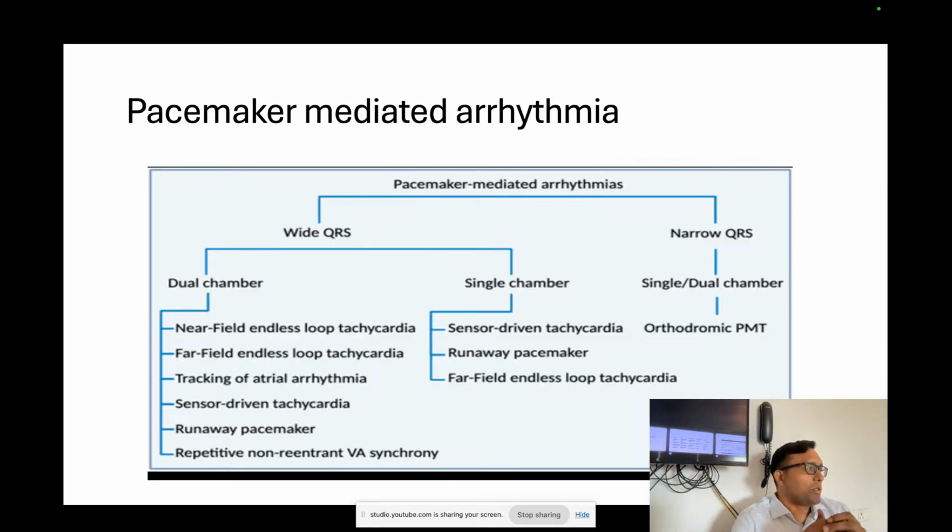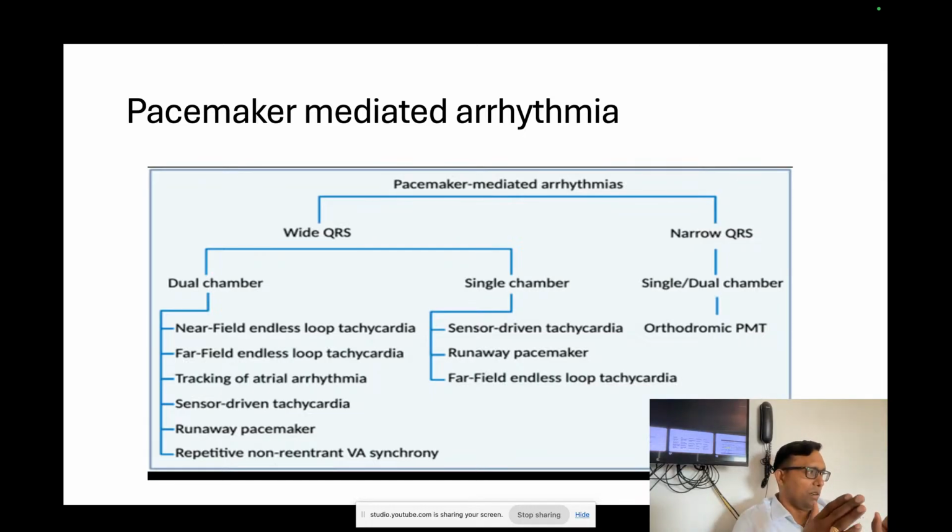But in far field, it is possible that the far field R wave is being sensed by the atrium. So that is called far field atrial sensing. In that situation, there is no need of changing the PVARP. You have to see the blanking period. The behavior of near field is that VA conduction, true VA conduction, either through the AV node or through pathways, is driving the tachycardia. And if the far field R wave is sensed by the atrium, it is more like a crosstalk type of situation.